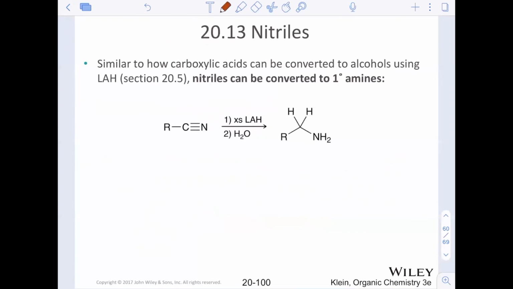Similar to how carboxylic acids can be converted to alcohols using lithium aluminum hydride, nitriles can also be converted to primary amines. Again, this mechanism reacts with multiple hydride reagents and then water as that final workup step.